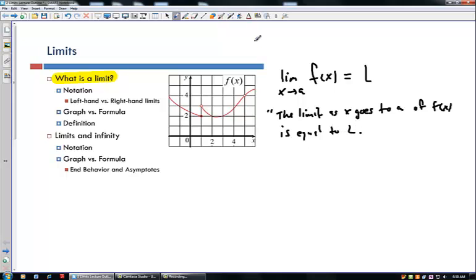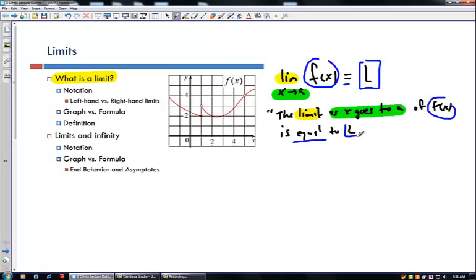I always like to write down how you say things like this, because then you can see, okay, here's the limit. That's why we say the limit. And then as x goes to a, that's what that means. And of course, of f of x, so here's my f of x. And then is equal to, and then we can put a box around L.